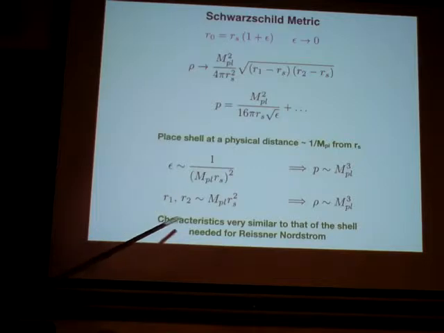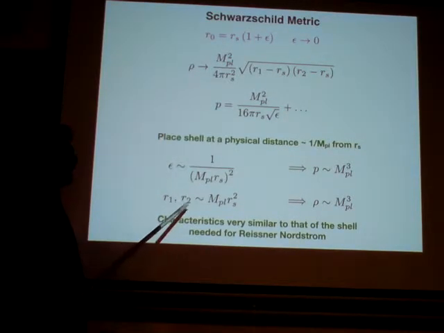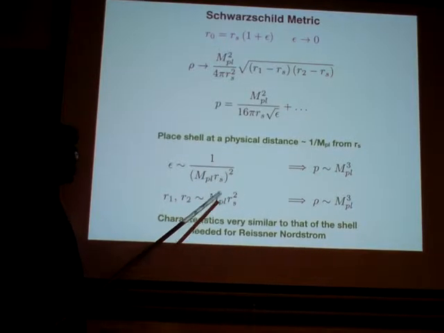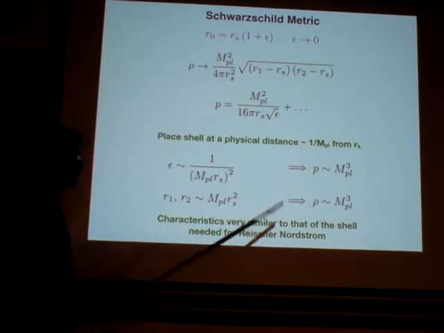And once again, I'm going to ask, what does it take for the density of the shell also to be Planckian? And once again, I take R1 and R2 to be comparable to m_Planck R_S squared. That's the branch of solution I'll choose, and that gives you Planck density as well.